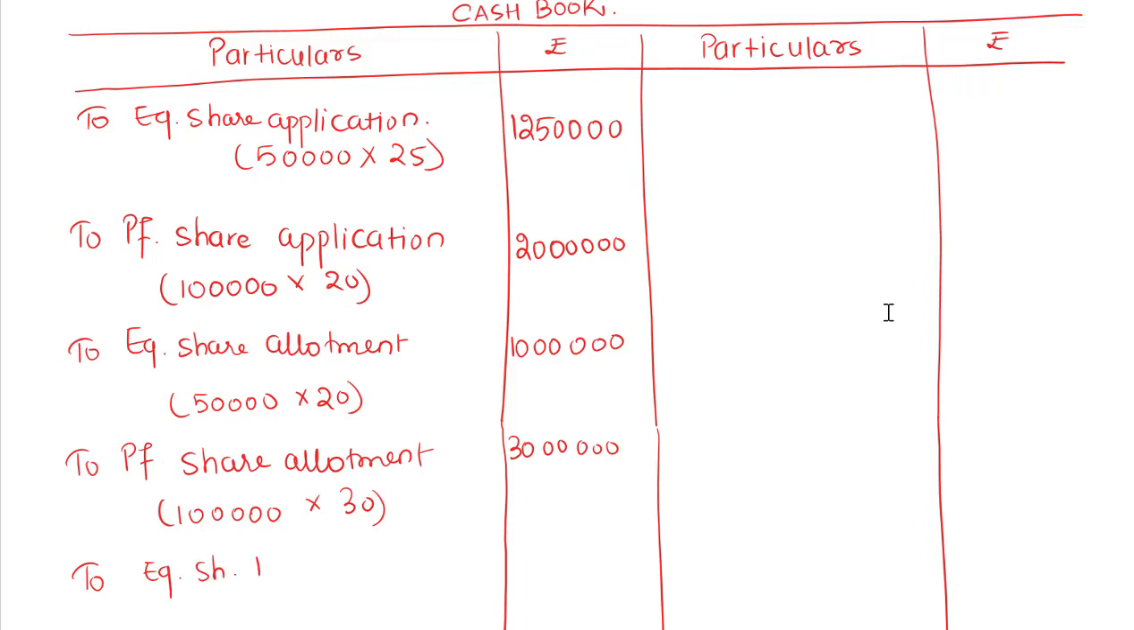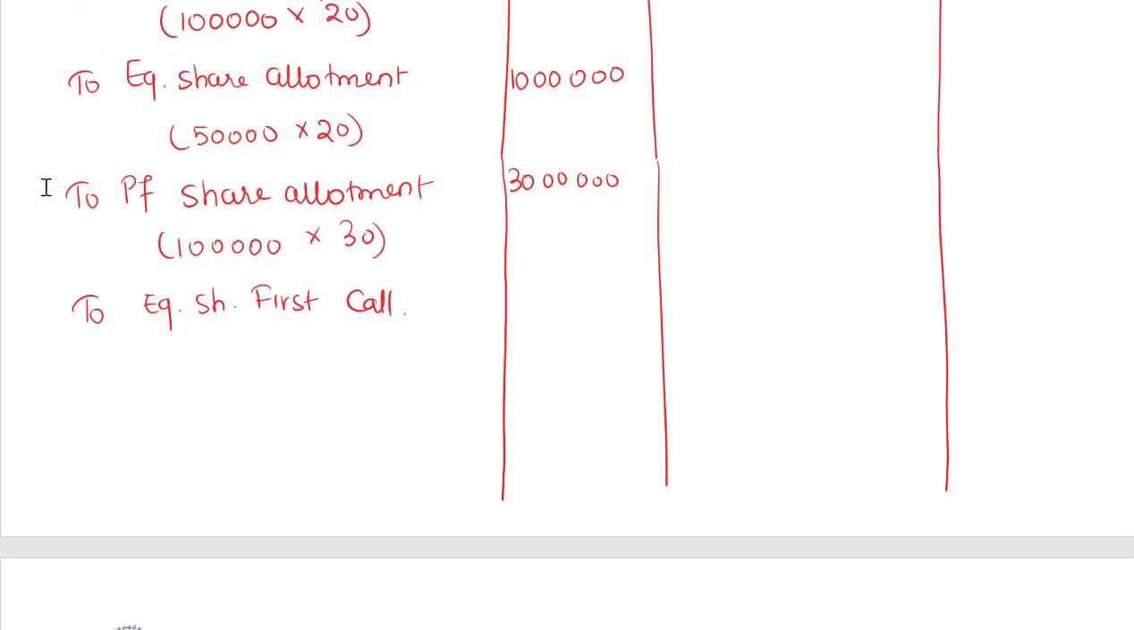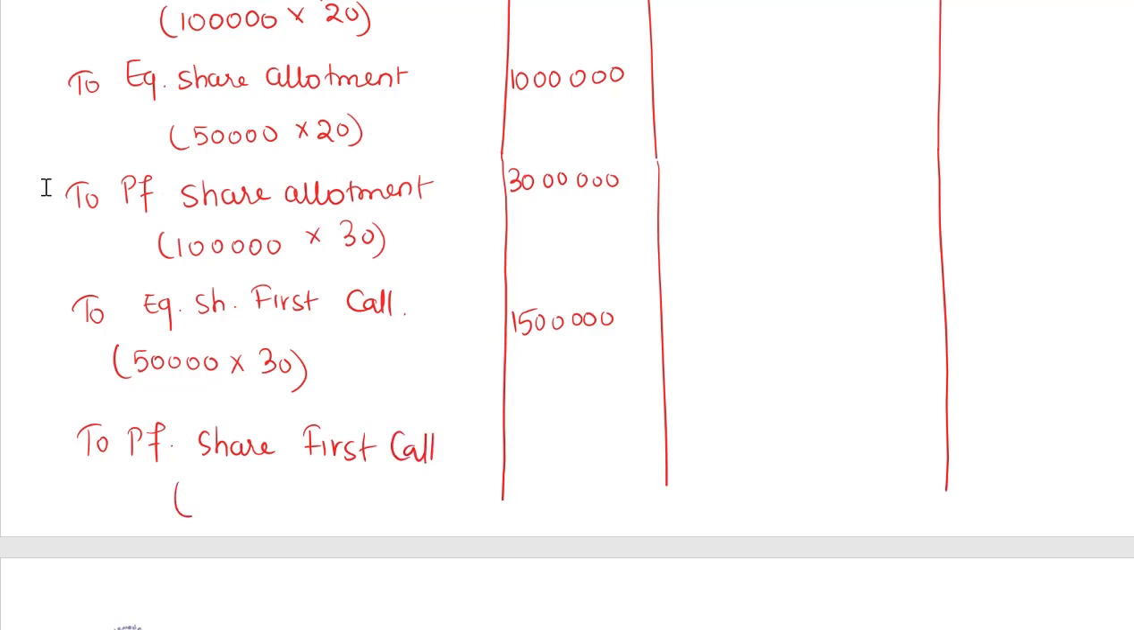To equity share first call, 50,000 multiplied by 30, 15 lakhs, to preference share first call, 1 lakh multiplied by 20.